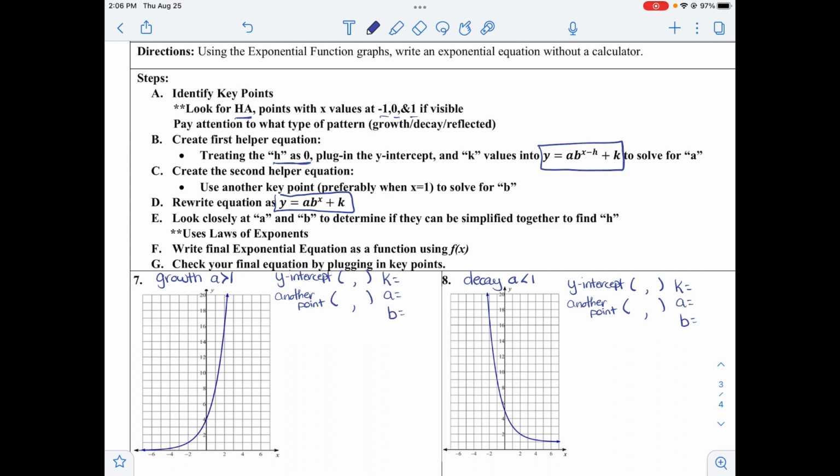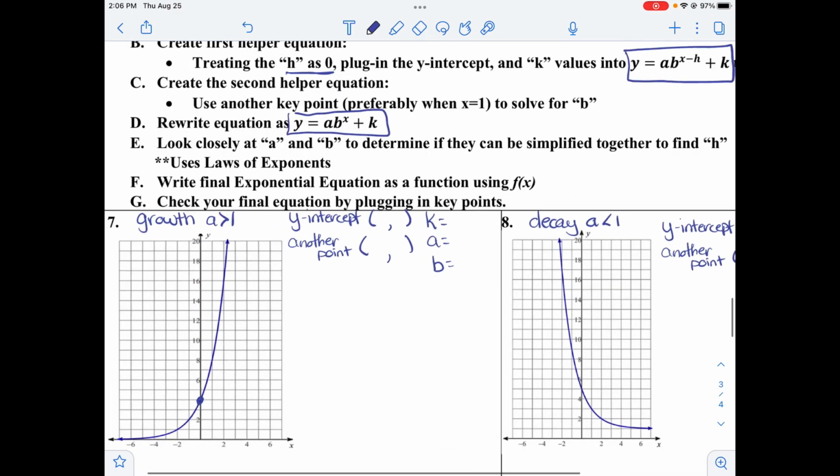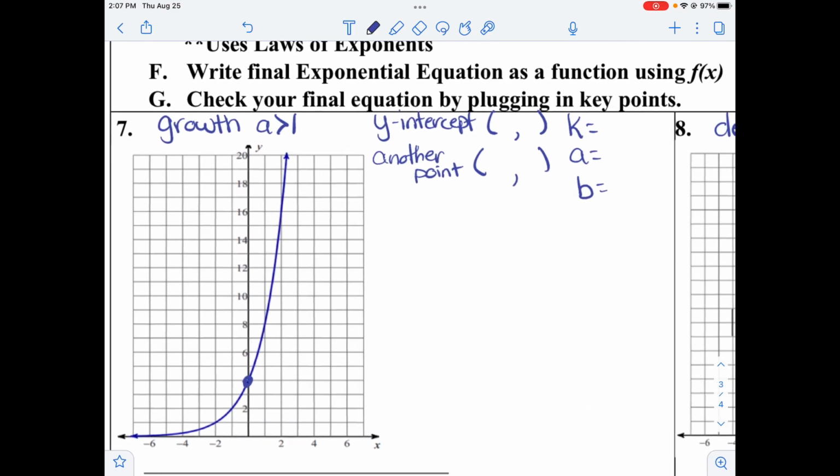So I'm going to start with the first one. I made some quick notes of things that I'd like to have. I looked, yes, it's growth. For number 7, it's growth. I want the y-intercept, so I'm going to look on my graph, and you can zoom into these a little bit, make this a little bit bigger to see. I can see that my y-intercept is (0, 4). So I'm going to go ahead and write it there, (0, 4).